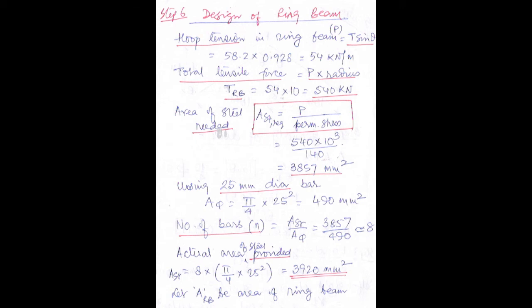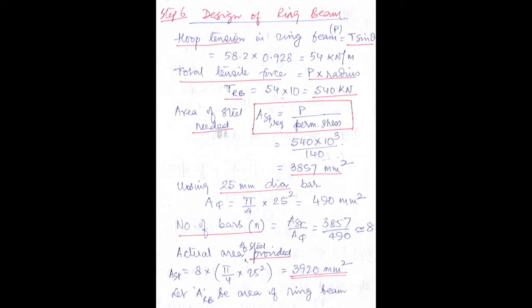This is TRB, total tensile force divided by the permissible stress. I mean total force, correct? So what is TRB? TRB value is 540, but that is in kilonewton. We have to convert it into Newton, that is multiply it by 10 cube Newton, and then divide by the permissible stress, which is 140 Newton per mm square. So that gives us 3857 millimeters square. So the area is huge.